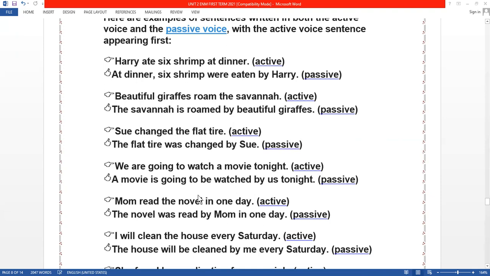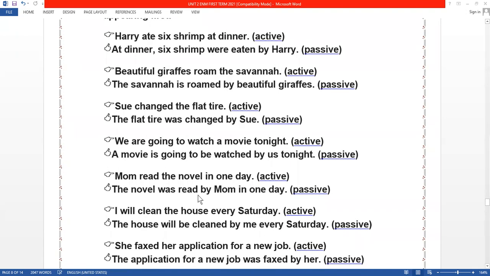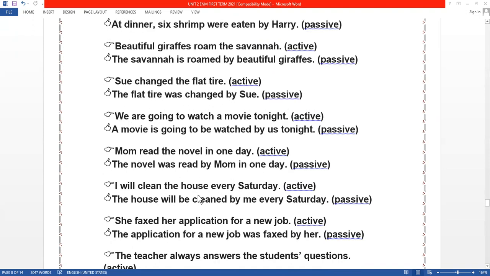We are going to watch a movie tonight. This is going to: a movie is going to be watched by us tonight. Mom read the novel in one day. I said read because there's no S, so it should be in the past simple. Mom read the novel in one day. The novel was read by mom in one day. Notice, my dear students, that the verb read is pronounced differently when we put it in the past and past participle. We write it read, but we pronounce it read.